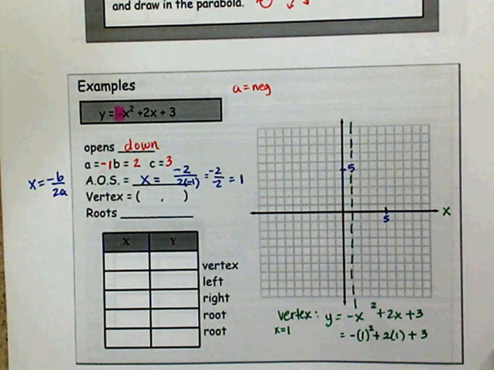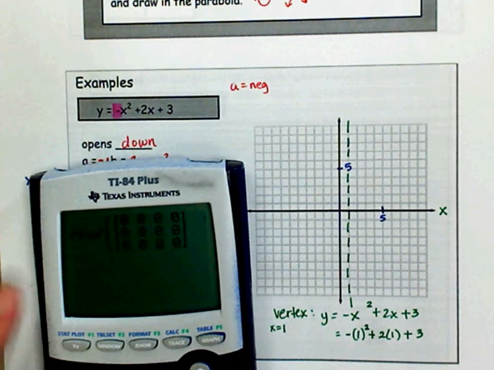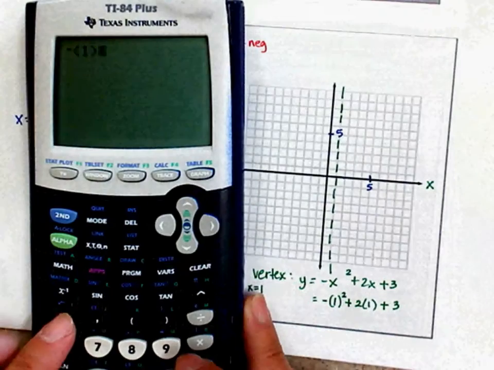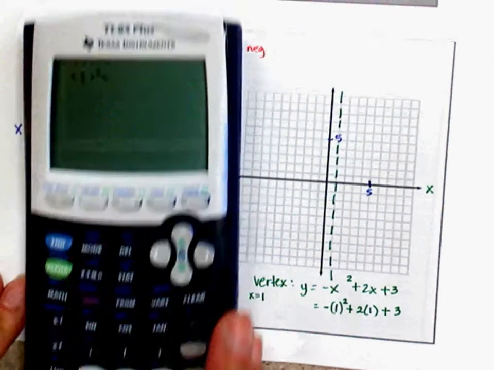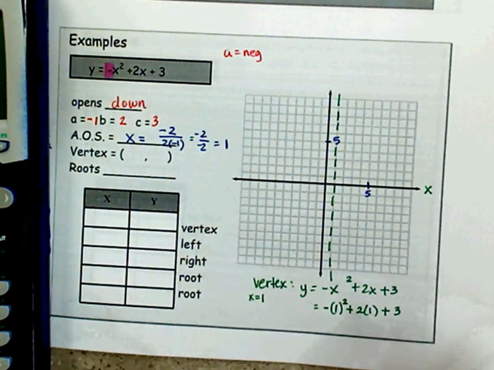Get out your handy dandy calculator. Let me clear that. So negative parentheses, x is 1, square. Here's the square button right here if you don't know it. Okay. Plus 2 parentheses 1 plus 3. So what did it come out to be? 4. So y is equal to 4.